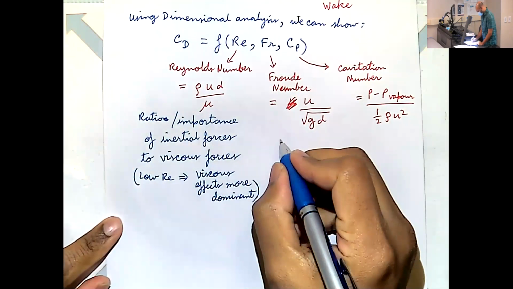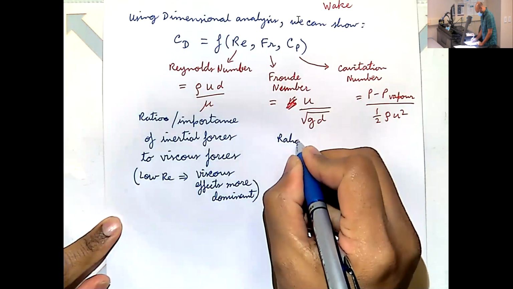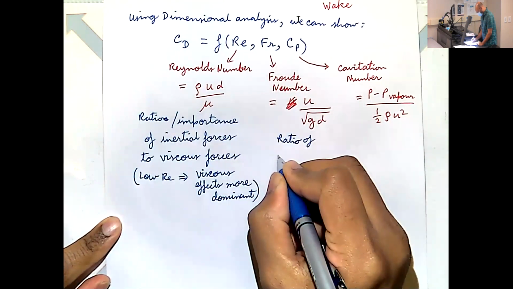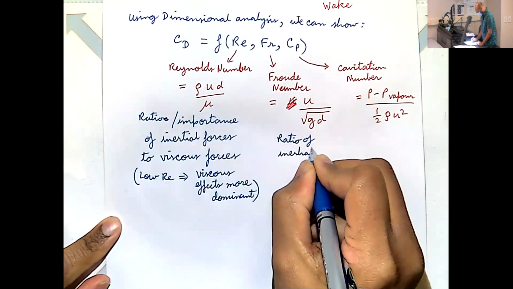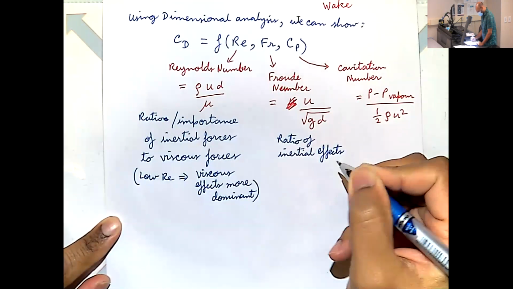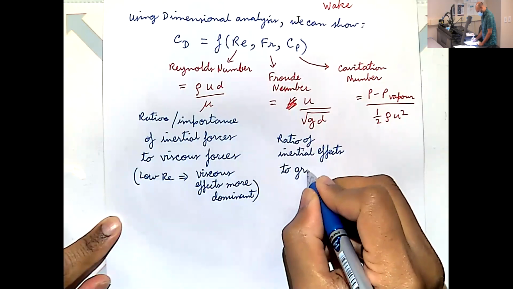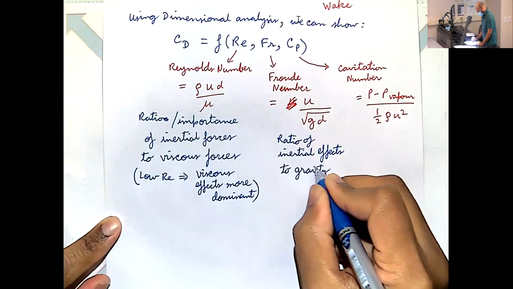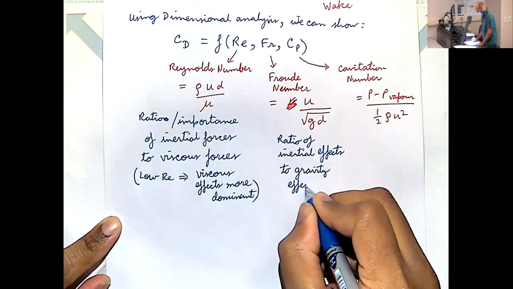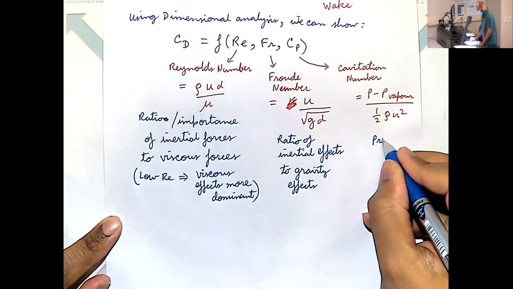Froude number similarly gives us the ratio of inertial effects to gravity effects. And this guy is the pressure effect.